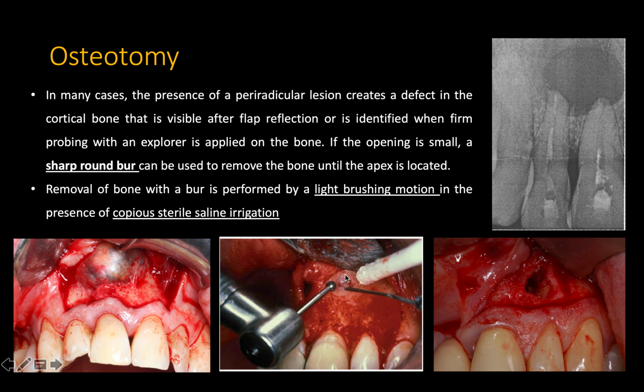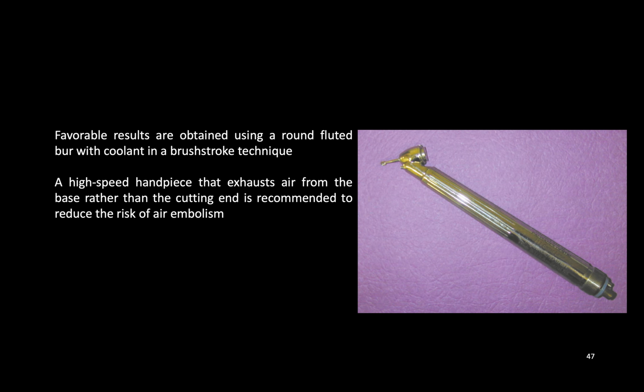But sometimes the apex of the tooth will be covered with bone, and in these cases we need to do osteotomy. And osteotomy is usually done by a sharp round burr on a high-speed handpiece. We should use a large amount of sterile saline irrigation to avoid irreversible damage, necrosis and overheating of the bone. And the burr should be used in a light brushing motion to avoid heat generation. And this is the handpiece that we should use.